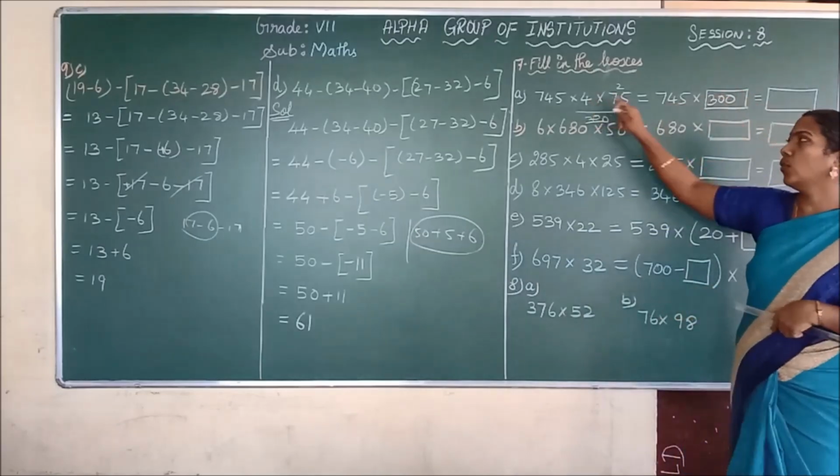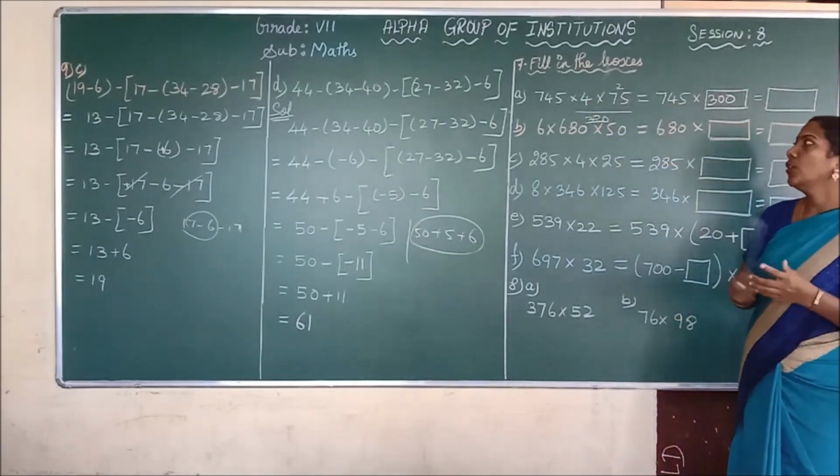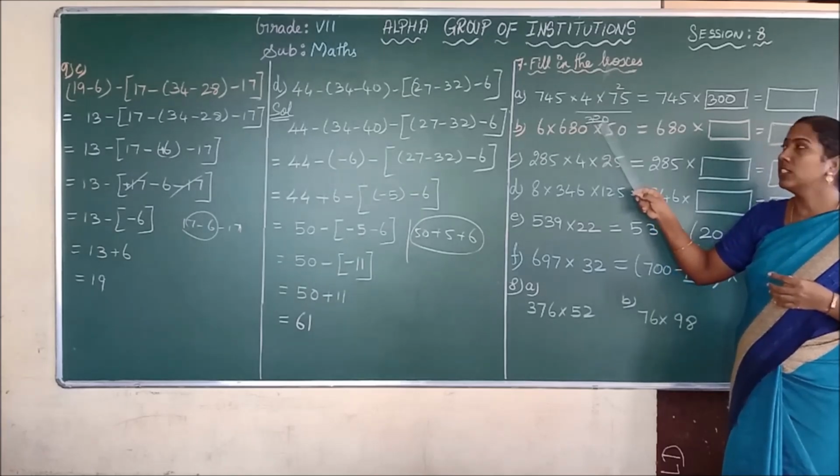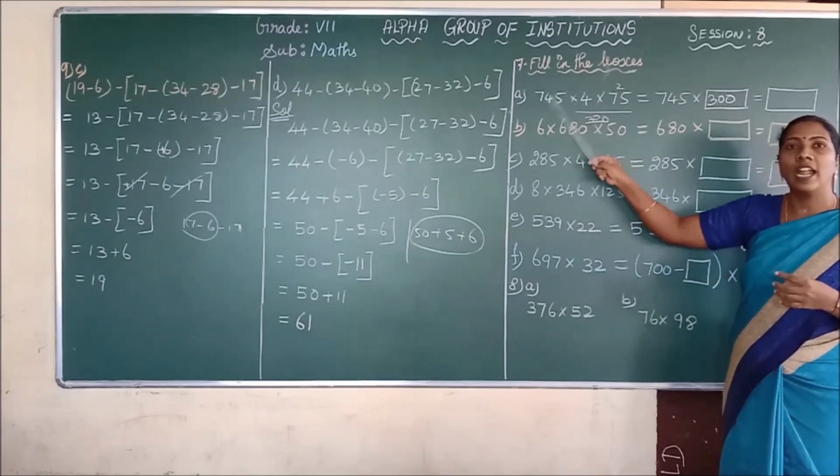Why they are multiplying 4 with 75 first? Because you get the answer ending with 0. If you get the answer ending with 0 means you can easily multiply that number with the other number.